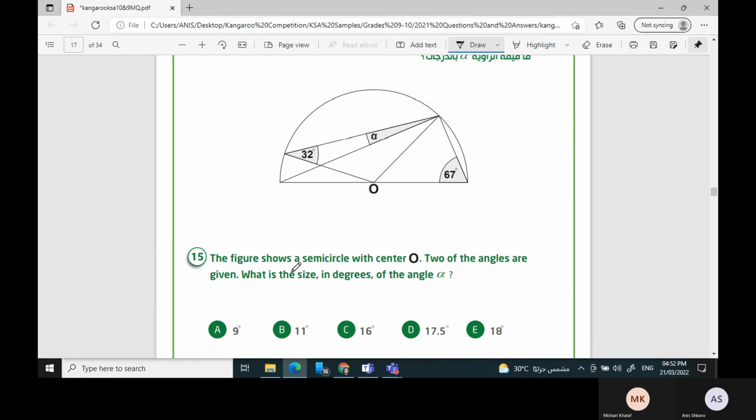Okay. So the figure shows a semicircle with center O. Two of the angles are given. So I got this angle 32 and this angle 67. What is the size in degrees of the angle alpha? Or in other words, the measure of alpha. Now, what is the first thing you will start with?